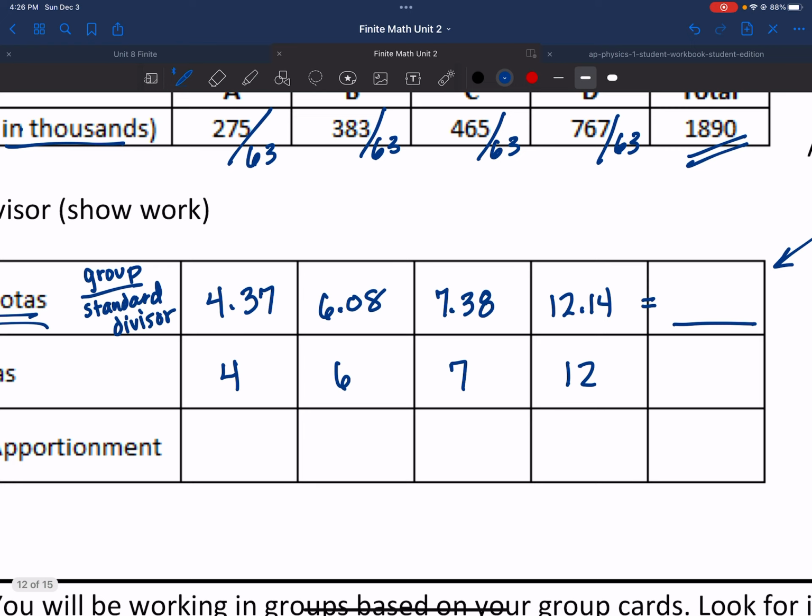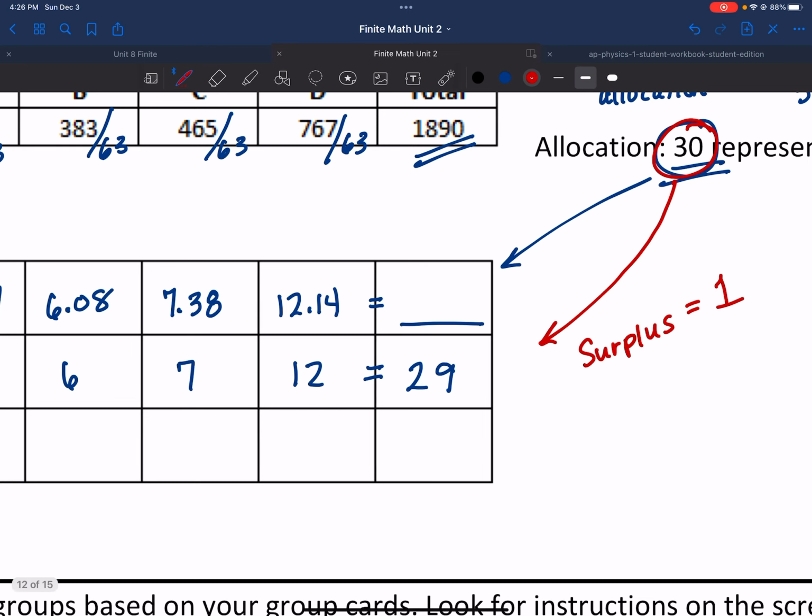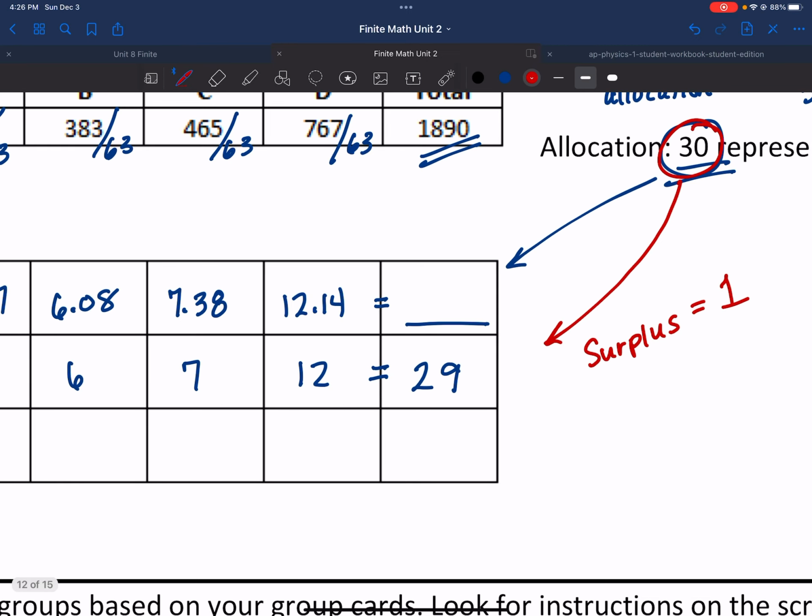Now what we do here is we definitely want to add those up. And we have 4 plus 6 plus 7 plus 12 gives me 29. I want it to match 30. And we have a surplus of 1, meaning that there's 1 short of our total allocation.